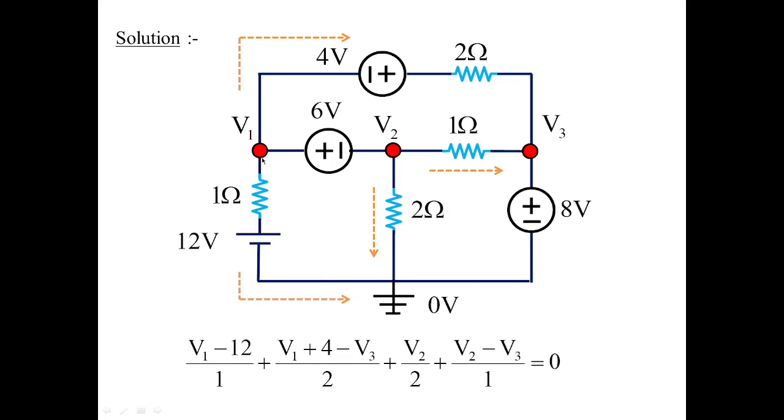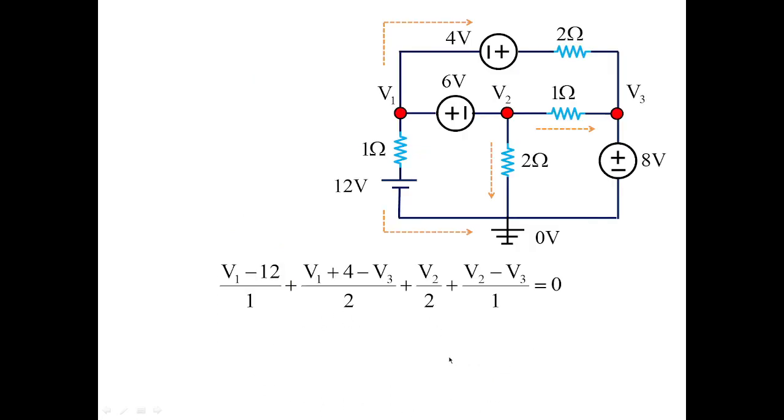So we are applying KCL here. (V1 minus 12) by 1, this is one branch current, plus (V1 plus 4 minus V3) divided by 2. So this is another branch current. Then you have V2 by 2, which is another branch current. And the last branch current is (V2 minus V3) by 1. So this is another supernode equation. So this is how we have formed the supernode equation.